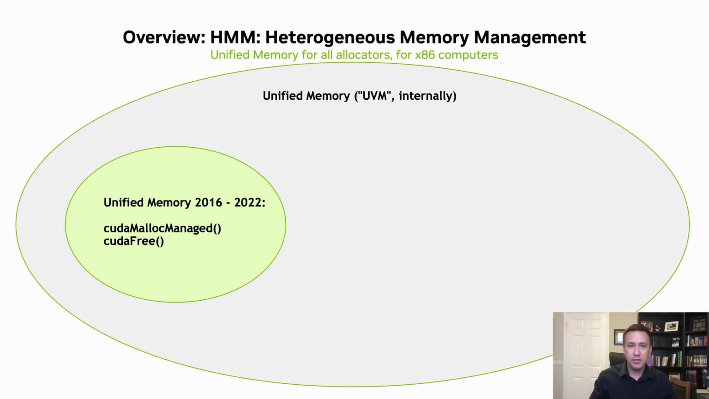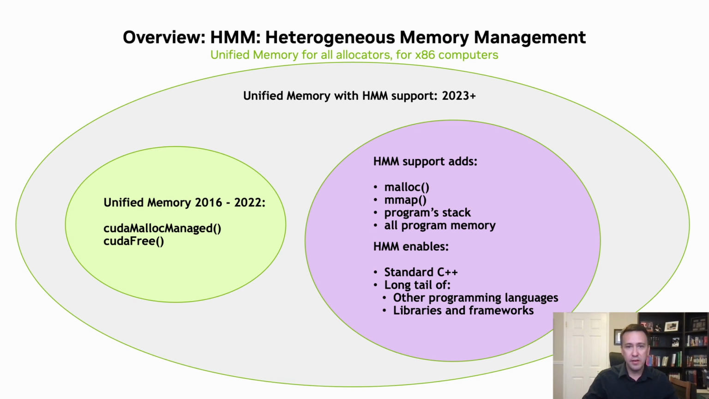Now, as we move into heterogeneous memory management, we no longer have to work with memory that's specifically been allocated through cudaMallocManaged. And so that gives us support for memory that's allocated through pretty much anywhere. You can have it allocated through malloc and new, you can mmap it, it can be on the program stack. Basically, all of your program's memory is now available to the GPU. And it sets us up for a lot of really great programming model enhancements.